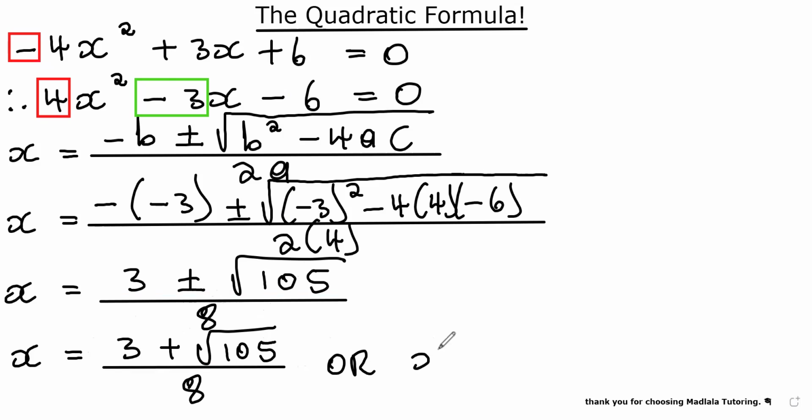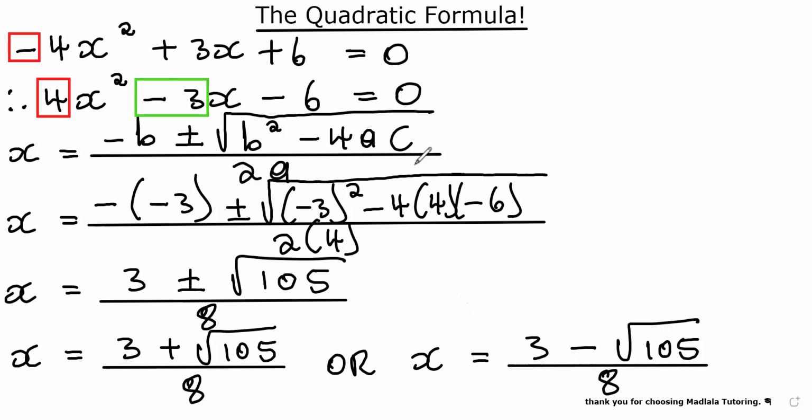Or I say x equals 3 minus the square root of 105, and of course, everything is divided by 8. So now, when I go to my calculator and try to solve for x for the first case, well, I simply get 1.66. So I'll say, therefore, x equals positive 1.66 to 2 decimal places.